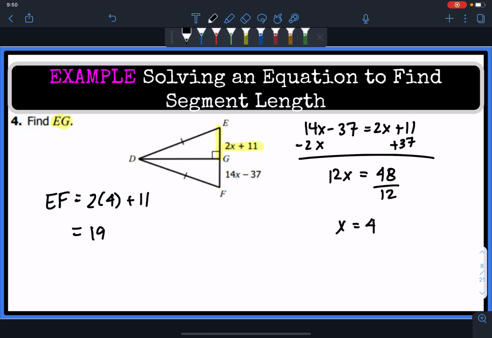So 19. Oh, EG, not EF, sorry. EG. I plugged it in right, I just labeled it wrong. EG is still equal to 19.